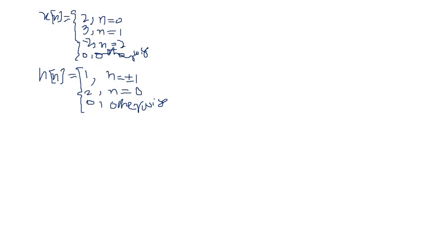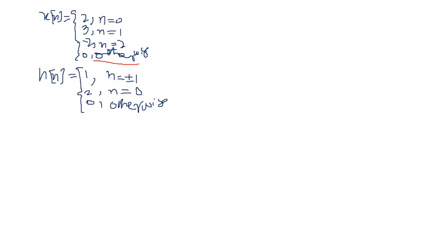So let's consider one more example where we are given the input and the impulse response, and we have to find the output of the system. These are the two, the response and the input signal. The input signal has value of 2 for n equals 0, 3 for n equals 1, minus 2 for n equals 2, and 0 otherwise. Similarly, the response equals 1 for n equals plus minus 1, 2 for n equals 0, and 0 for all other values of n.